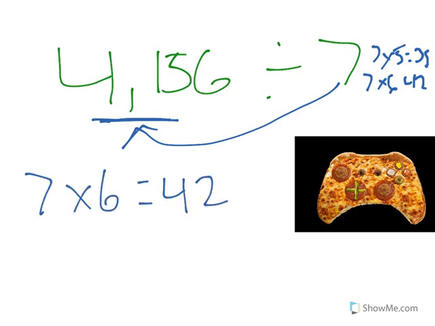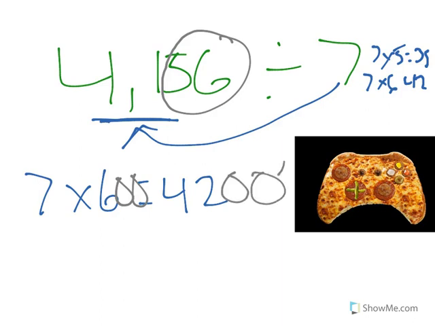Problem is, I have two numbers here that aren't accounted for. So I have to add two zeros here and add those two zeros there. And this is really close. So my answer is 600.